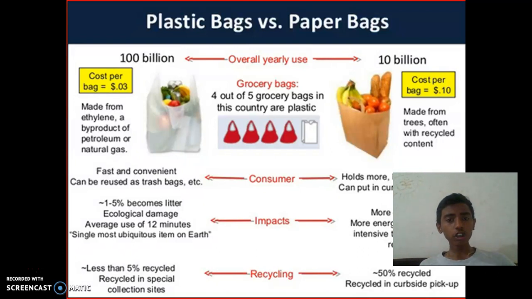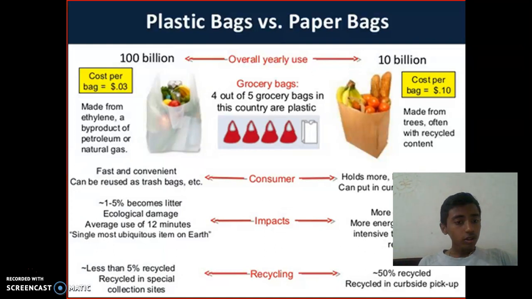Grocery bags. 4 out of 5 bags in this country are plastic. Fast and convenient. Plastic bags are fast and convenient, and can be reused as trash bags, etc. Paper bags. Hold more, hard to carry, can be put in curbside recycling.